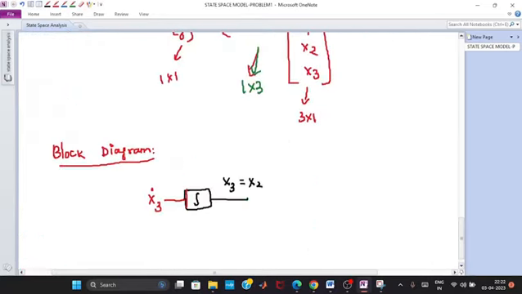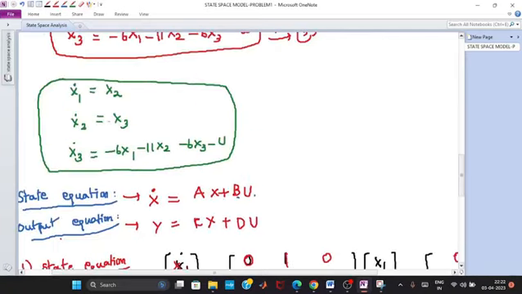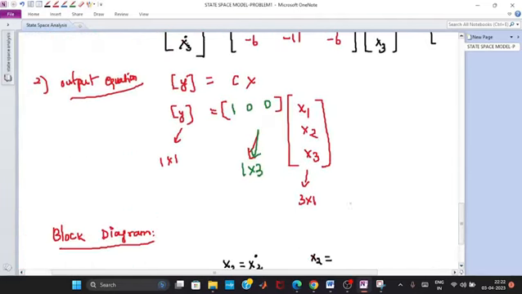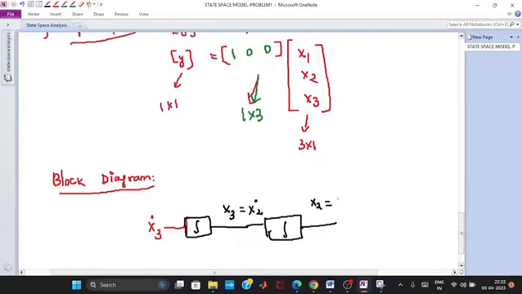So now we have x2 dash. If I am putting x2 dash over an integrator, the output is x2. What is the assumption we are making for x2? x2 equal to x1 dash. Now we'll pass x1 dash into an integrator, then we get x1. That x1 is nothing but our state variable y. So this is what we have to put first.